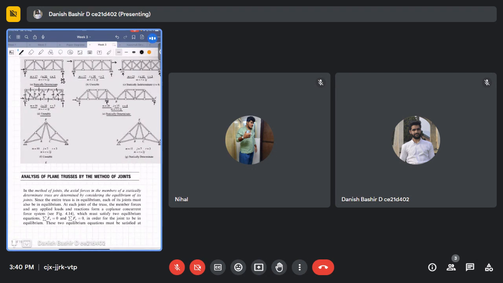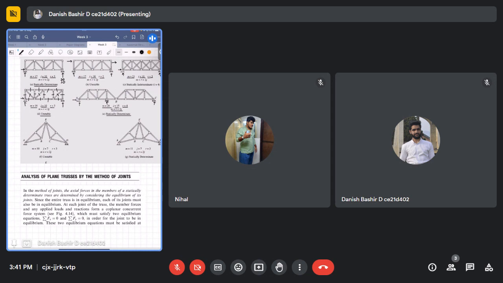Now comes the analysis of plane trusses by the method of joints. We have to analyze these structures to compute the reaction forces and also the internal forces in all the members. For that we have two methods: method of joints and method of sections. I will go one by one through the method of joints and method of sections. In the method of joints, the axial forces in the members of a statically determinate truss are determined by considering the equilibrium of its joints.